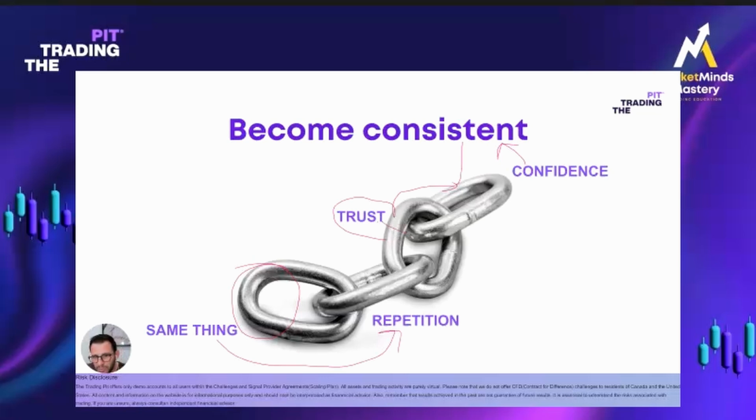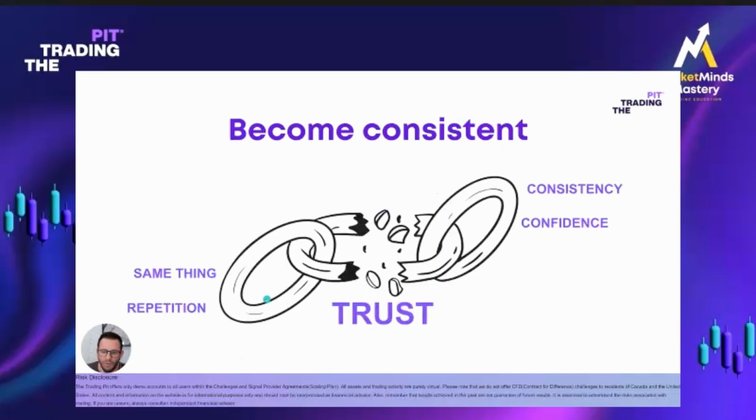The chain is broken, ladies and gentlemen, right here. This part is broken. There is a gap. Let me explain what I mean by that in the next slide. So, where is the problem, guys? The problem is between doing the same thing over and over again and building up our confidence. And the problem is the trust. That's the word you need to really understand.